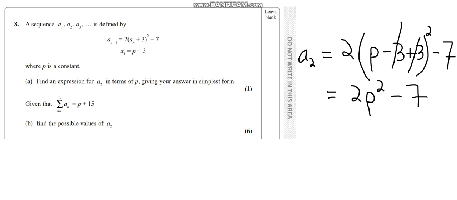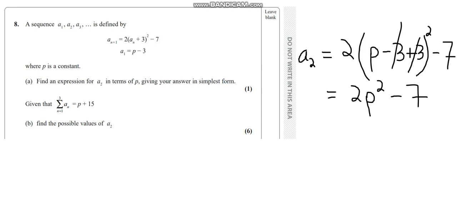Similarly, you will plug in to find a3. As we got a2, we'll plug a2 again into this expression to find a3. But that's not our goal or aim here. Now we are done with the a part. Now moving on to the b part.